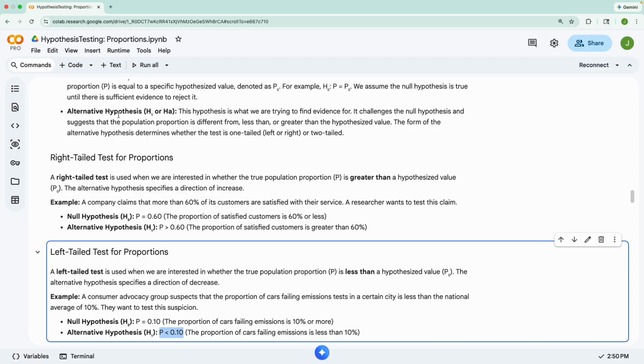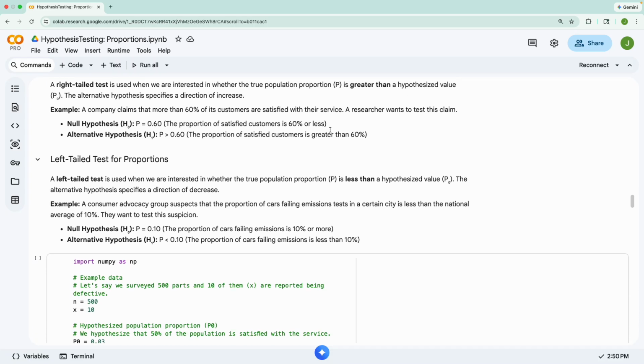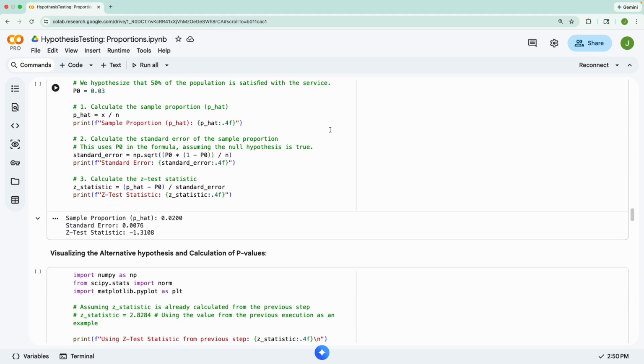Then there's this last alternative hypothesis, which just says that it's different. So it's different from, it could be less than or greater than the hypothesized value. So that's left or right in a two-tailed test. So let's look at some pictures here.